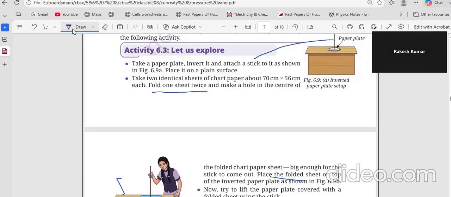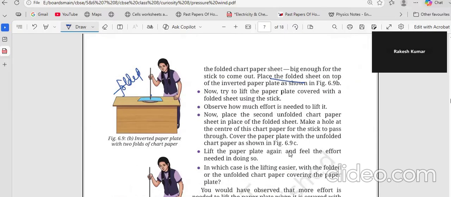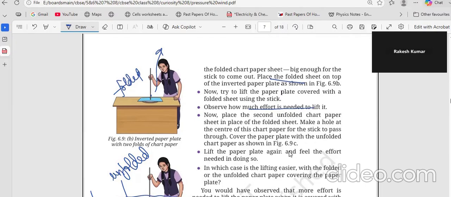So this is the folded sheet. Now try the paper covered with the folded sheet, lift it, she's lifting it up, and see how much effort is needed. Now place the second, unfolded sheet. This is the unfolded one. This has more area. The area is more. This has less area. So now with the less area, lift the paper again and feel the effort.